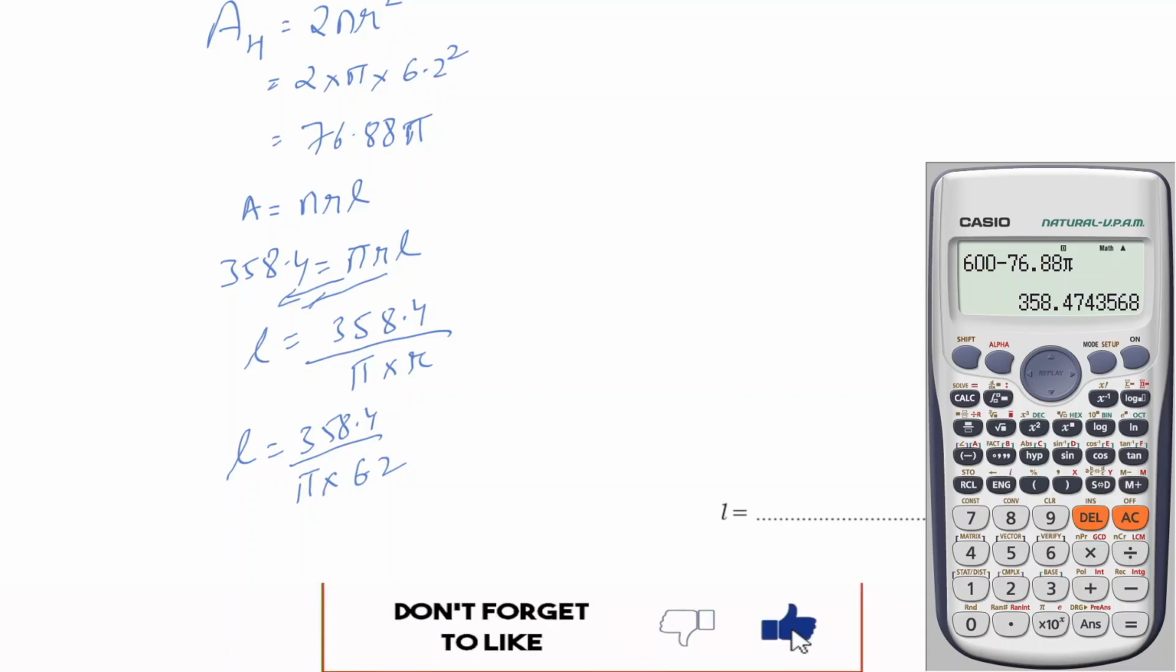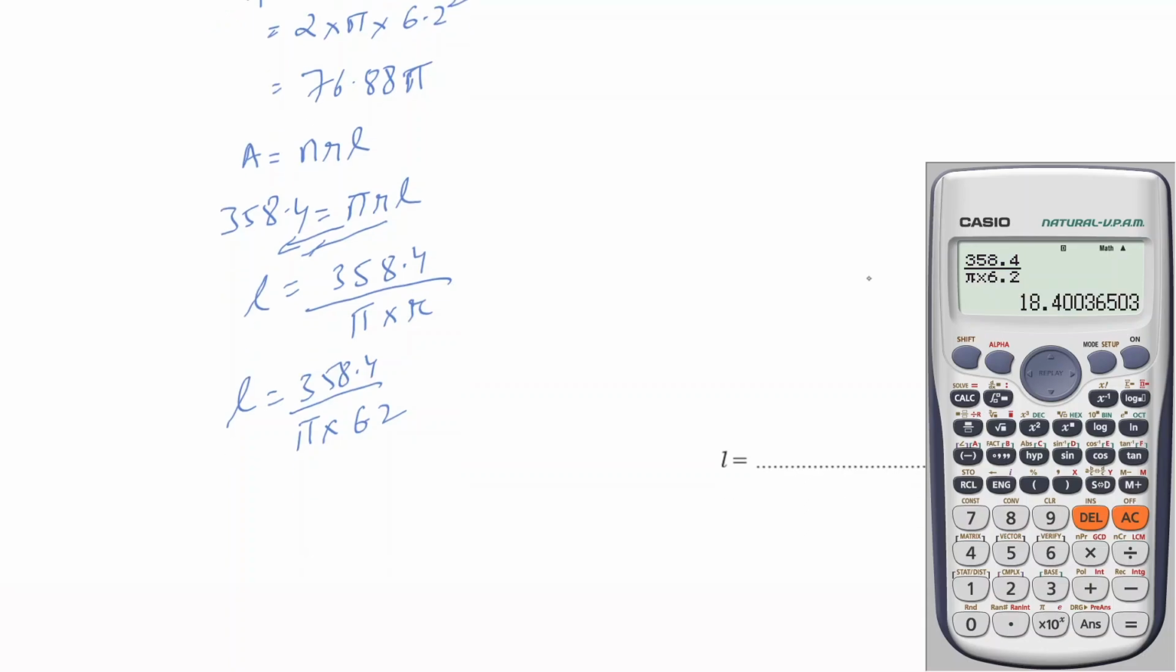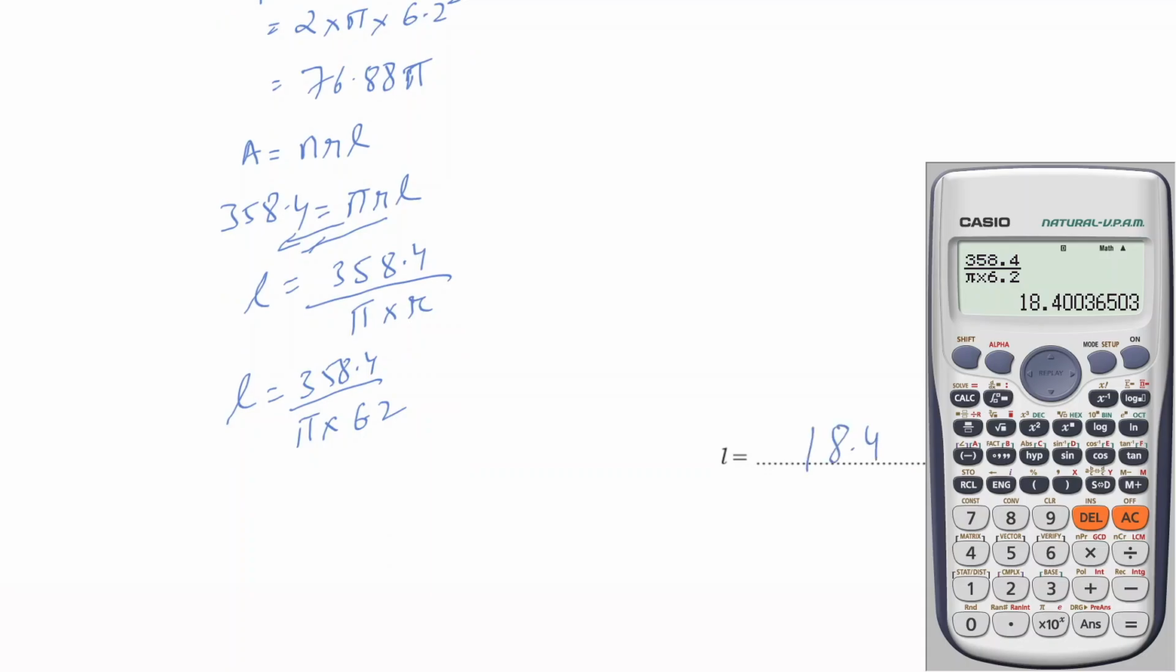Calculator is visible, yes. 358.4 divided by pi times 6.2. That gives me 18.40, or we can write the value of L as 18.4.